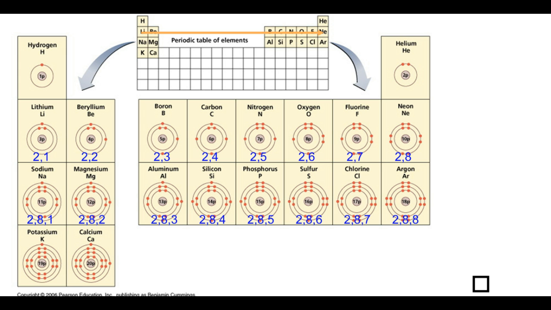A couple other things to point out: as we go down one of the groups, and remember these groups have similar chemical properties, they react in the same way, we find that we have the same number of outer electrons within that group. As we write those configurations, we can see that as well. We see one outer electron there, one outer electron there, and it doesn't matter how many layers you have, all of these elements within that group have the same number of outer electrons.